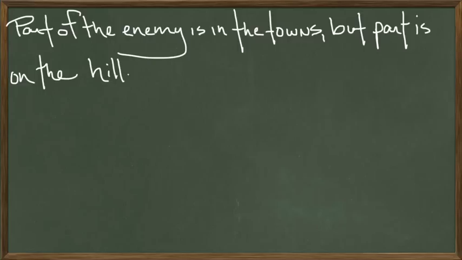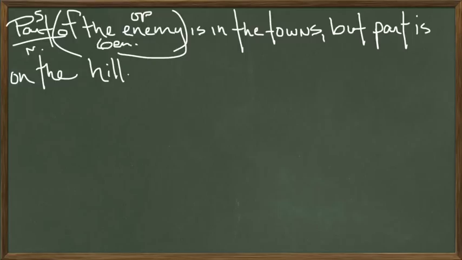Okay. Part of the enemy is in the towns, but part is on the hill. This is number 1, exercise 47, number 1. So the subject of this sentence is part. Part, subject of the sentence, nominative case, part what? Part of, preposition. Of whom? Enemy, object of the preposition, of the enemy, prepositional phrase, genitive case.